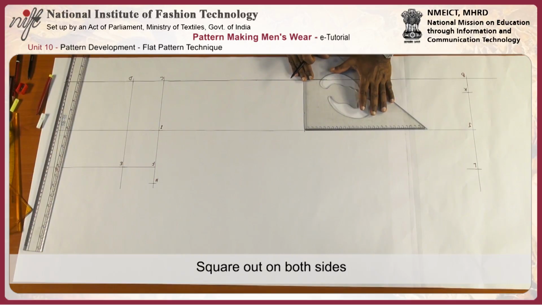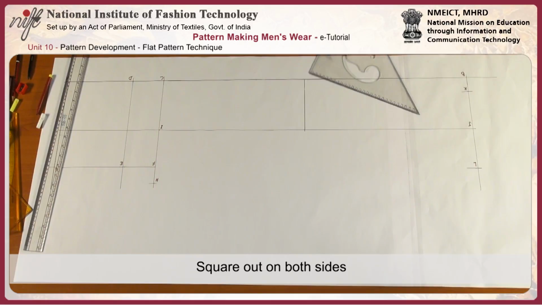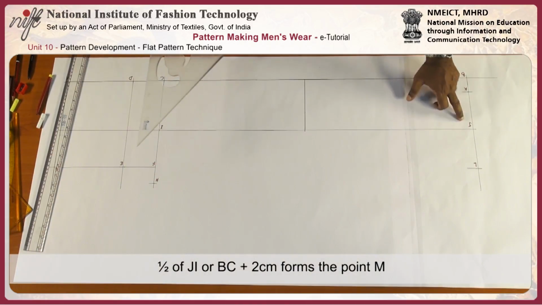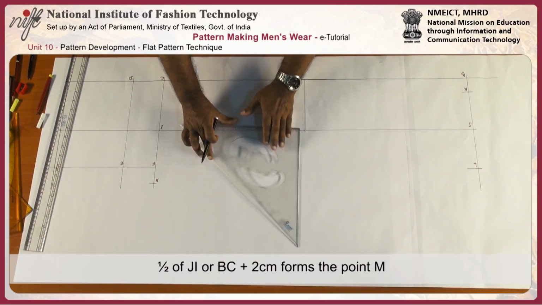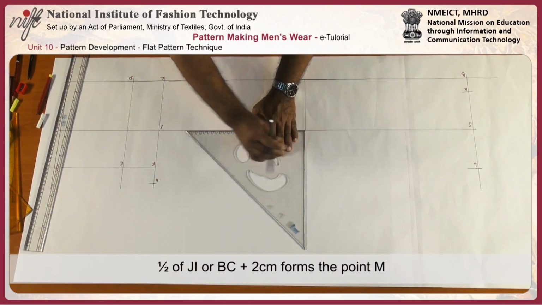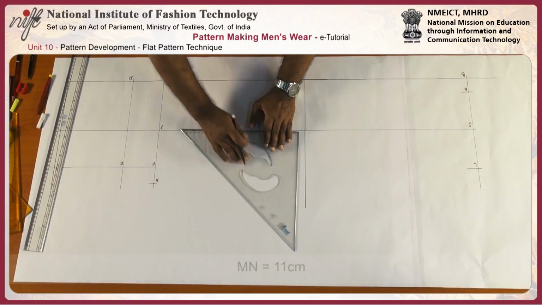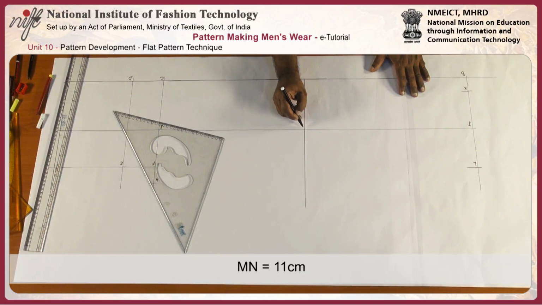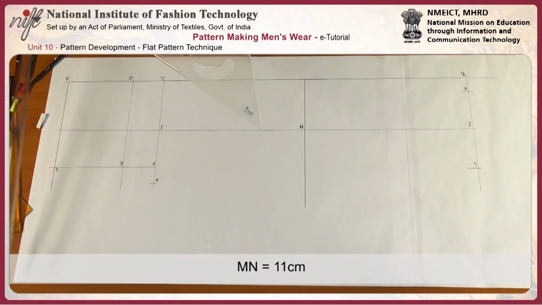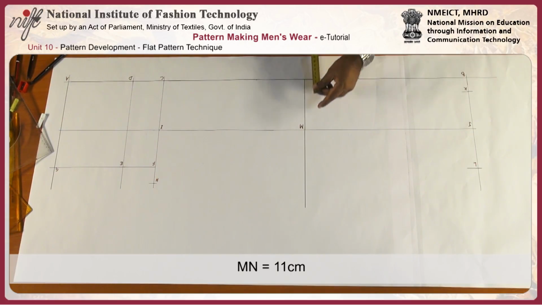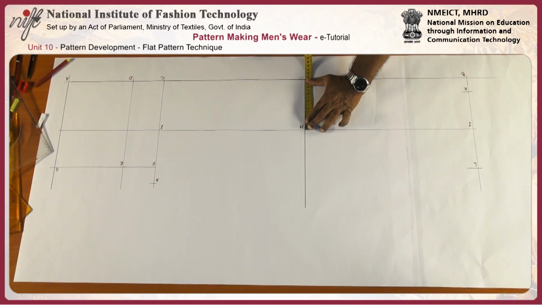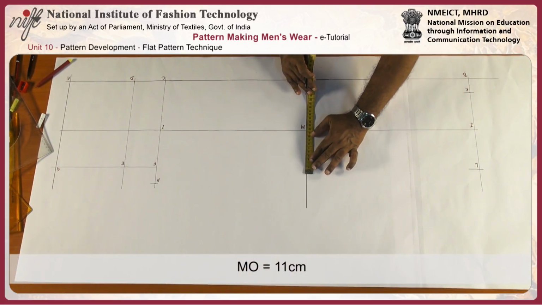Square out on both sides. Half of JIRBC plus 2 centimeter forms the point M. Now from M to N is 11 centimeter. M to O is also 11 centimeter.